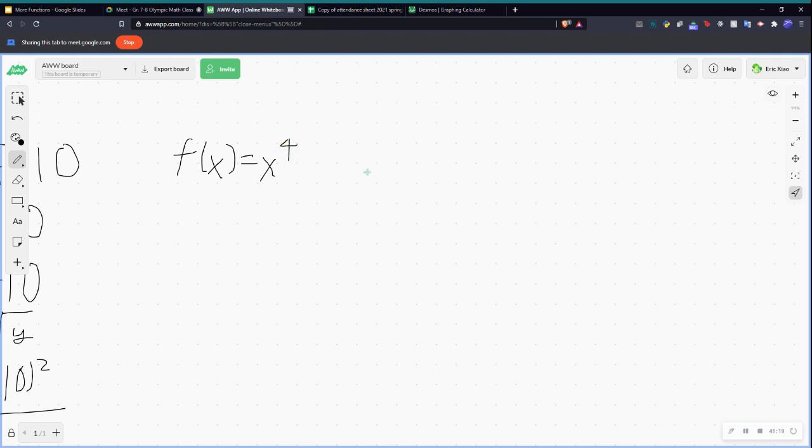Now let's calculate both f of negative x and also negative f of x. So let's do that. So first f of negative x. So this would just be negative x to the exponent of 4.